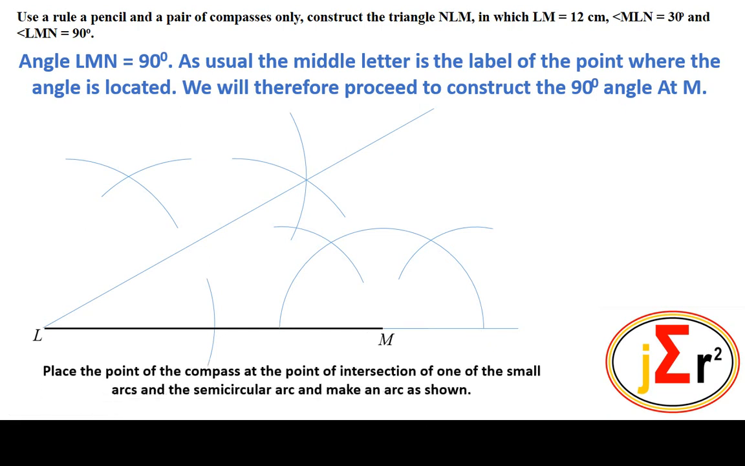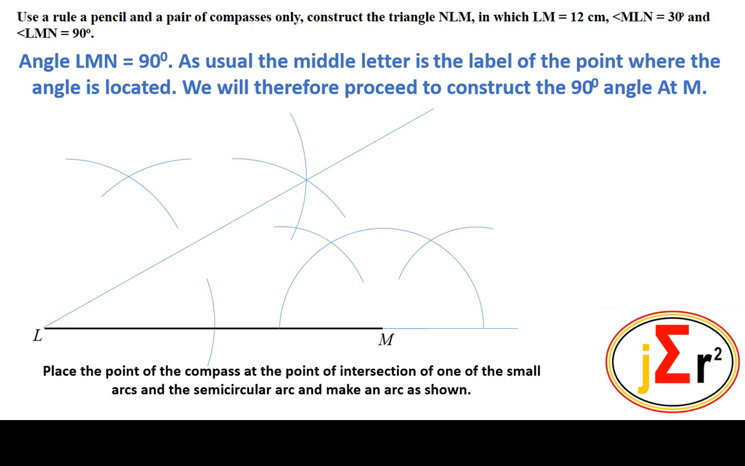Then place the point of the compass at the point of intersection of one of the small arcs. That is one of the small arcs, point of intersection of one of the small arcs. Anyone. This time they cannot wrong-foot me, because I am sure that I am not going to say which one. Anyone will work, and then we move to the other one.